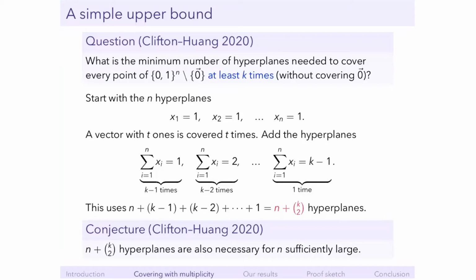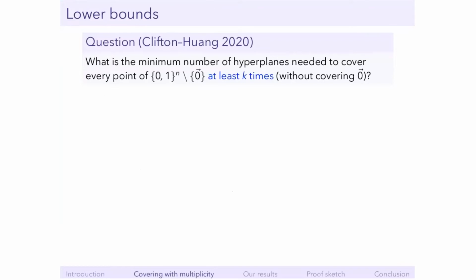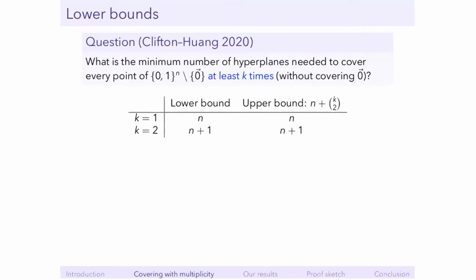Okay, so this is their conjecture for the upper bound. What about lower bounds? So here's what they could prove on the lower bound side. So I already mentioned the case when k equals 1 and k equals 2, where there you can get these lower bounds of n and n plus 1, as I argued. And these match the upper bounds of n plus k choose 2. So for k equals 1 and k equals 2, this question is fully resolved.